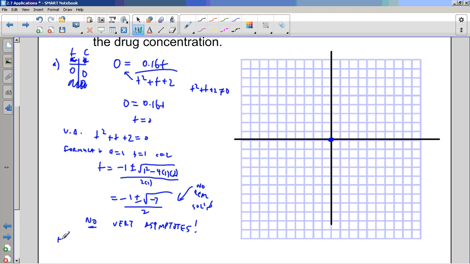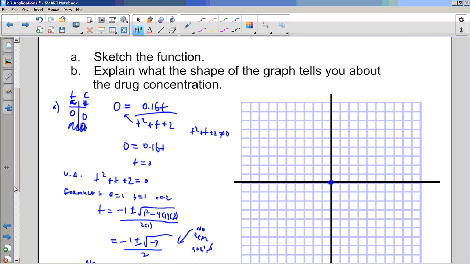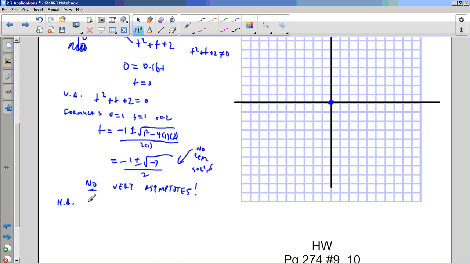What's next? Horizontal asymptotes. Since the bottom of the function has a higher degree than the top, the horizontal asymptote is y, or c, equals 0. So that means, this isn't very helpful. I see a point there and a horizontal asymptote, so probably something weird's going to happen. It's going to get close to the horizontal asymptote. It's got to go through that point, but not much help after that.